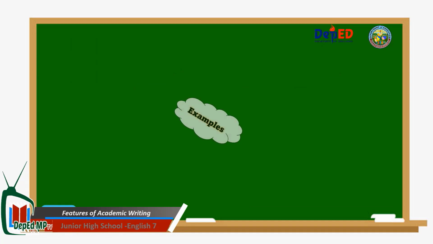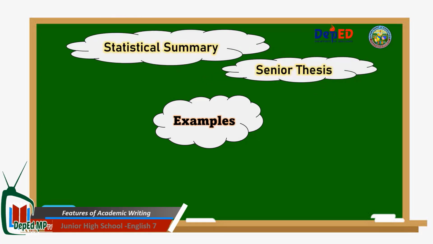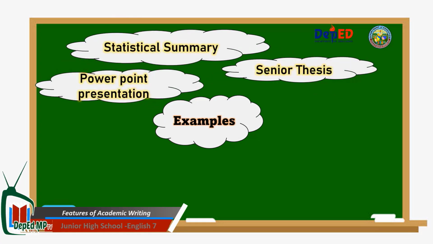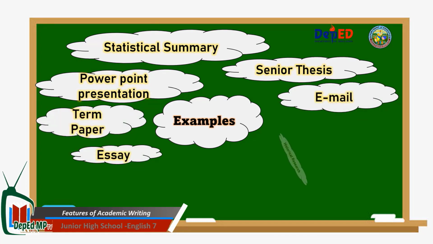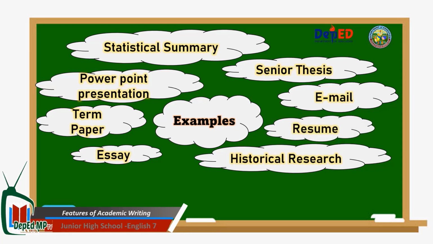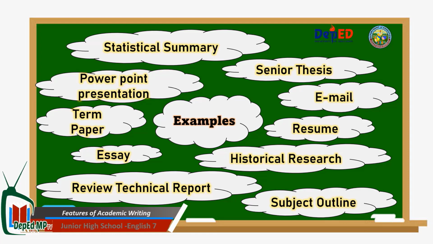Let me present some examples of academic writing. We have statistical summary, senior thesis, PowerPoint presentation, email, essay, term paper, historical research, resume, review, technical report, and subject outline. Which of the presented examples are you familiar with? If you know at least one of the examples, then you already have a head start on how an academic text would look like.